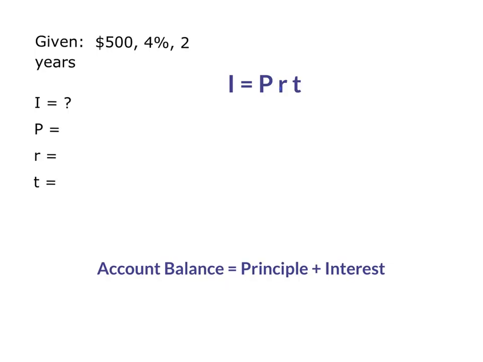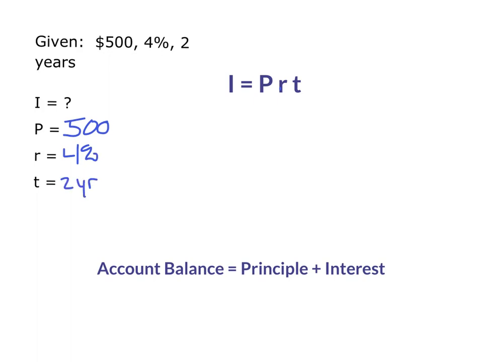All right, let's look at an example. Given that you have a principal of $500, 4% interest rate for 2 years, what is going to be the interest or the simple interest on that? So I'm going to first write down what I have. I have $500. I have 4% interest, and it's for 2 years.